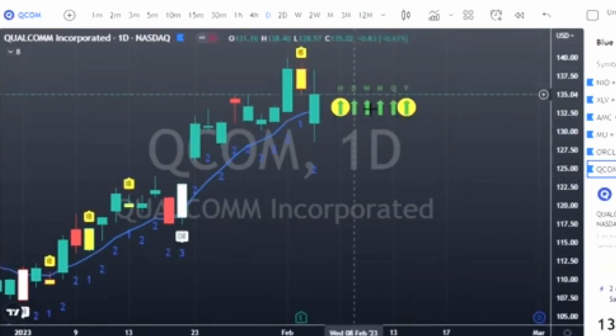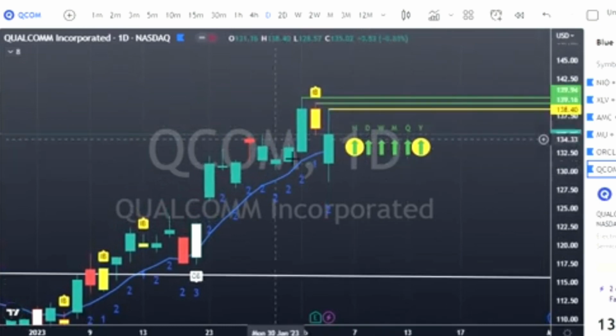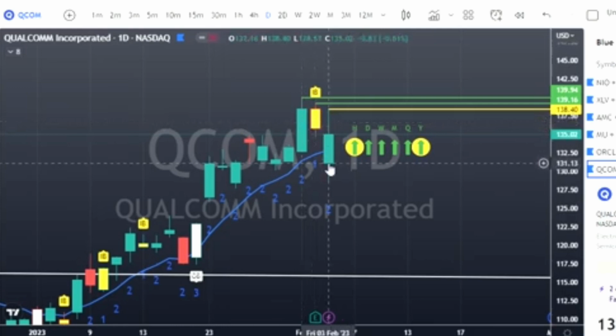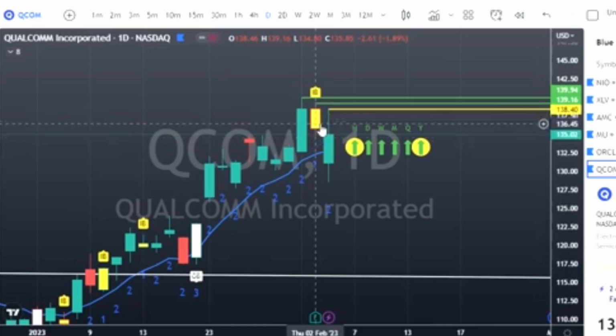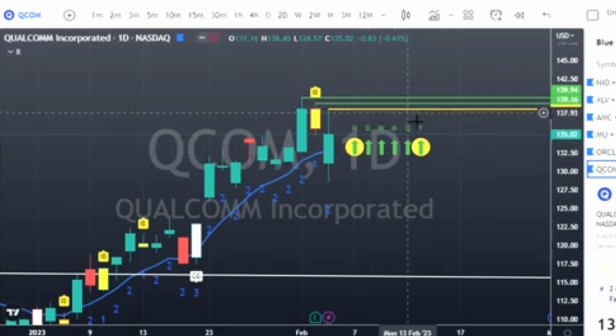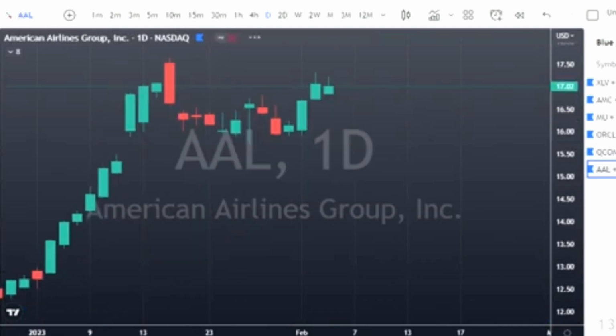QCOM, the same thing, 2 down, finish green. The time frame continuity is there. This is actually what we call a 1-2-2 rev strat. So it is basically a 2-2 reversal back to the upside, but there's this 1 bar here, which makes it a 1-2-2 rev strat. Trigger at 138.40, good magnitude at 139.16, second target at 139.94 on that 1-2-2 reversal.